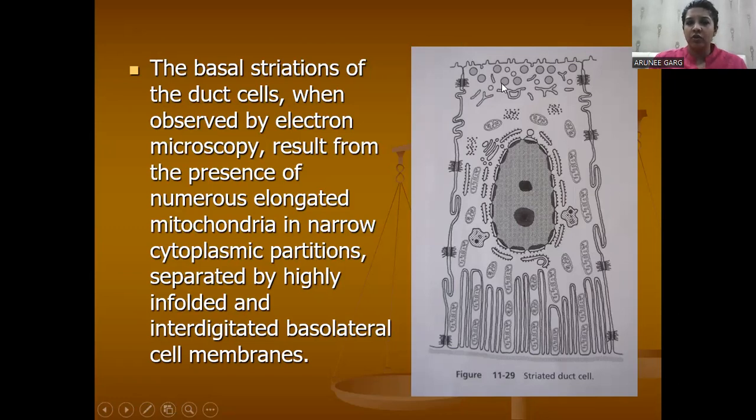It's columnar in shape. You can see the basal striations of the duct cells here. This is observed under the electron microscope, and these striations are because of the numerous elongated mitochondria. You can see here these are the elongated mitochondria, in narrow cytoplasmic partitions separated by highly enfolded and interdigitated basolateral cell membranes. You can see the basal part of the cell has a lot of folds, and between these folds, the entrapped cytoplasm contains these elongated mitochondria, which gives a striated appearance on an electron microscope. And these are the secretory granules which are present near the lumen of the duct.